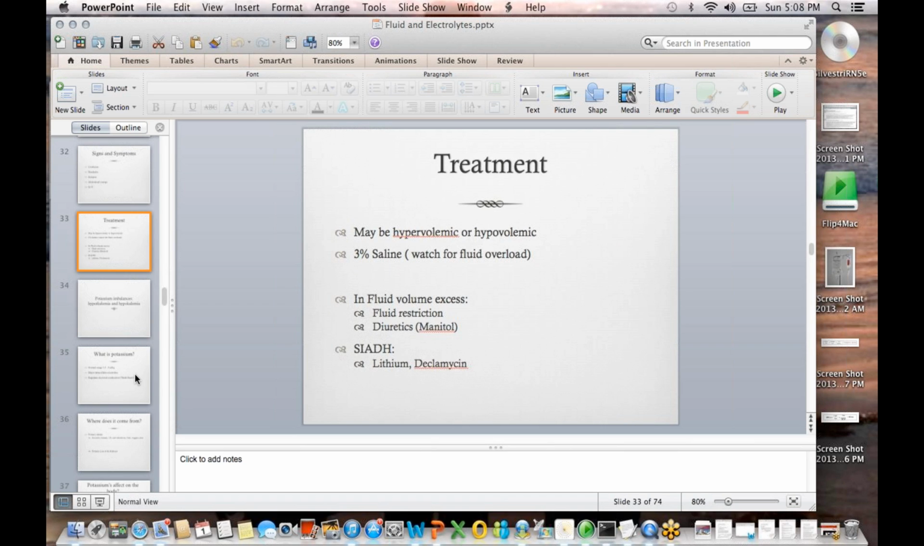So signs and symptoms, again, are going to be neurological: confusion, headache, seizures. So you want to know how to manage that: control the nausea, vomiting, correct the fluid electrolytes, and have them on seizure precautions.